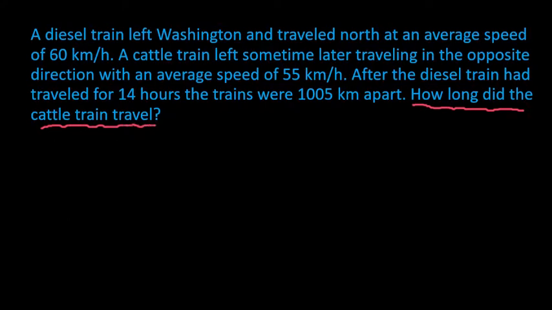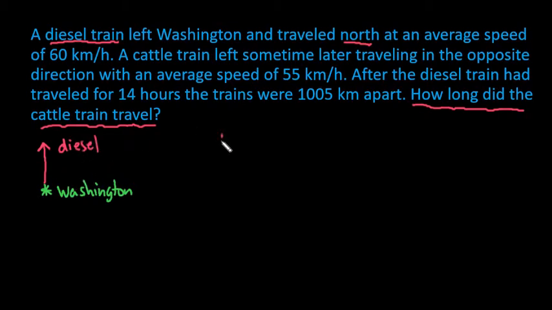With this, there are a couple of things that I would do to help you out. The first one is to draw a visual picture so you can see what's going on. So we have a location, this is Washington. Then we have a diesel train that's going to travel north. So from here we're going to travel north. So this is our diesel train.